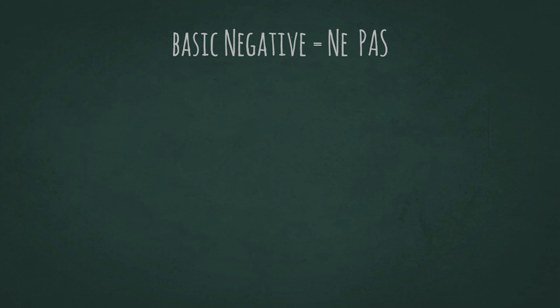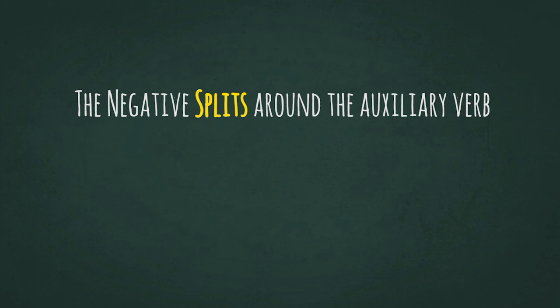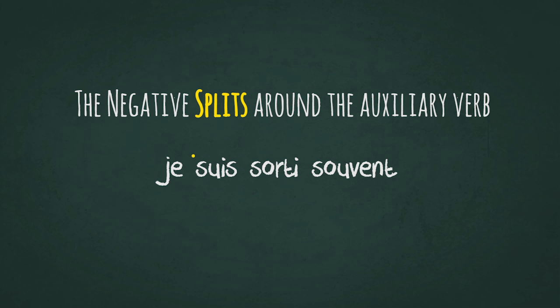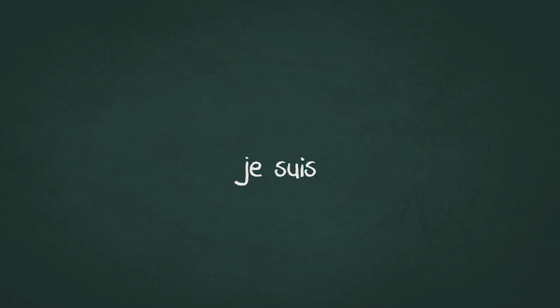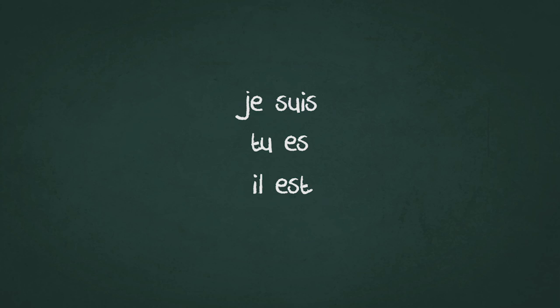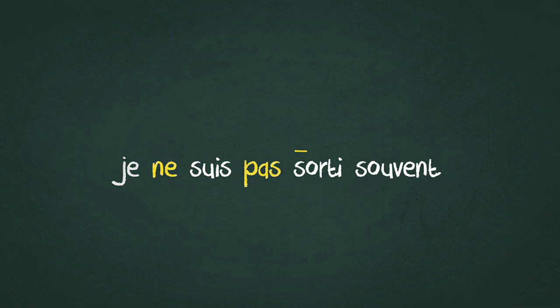If we are dealing with a compound tense, so we are now dealing with a tense made up of two words, passé composé, for instance, the negative is going to split around the auxiliary verb, the verb that is active. So you are going to say, je ne suis pas sorti. So you see that this is the part of the verb that is active. Je suis, tu es, il est. My negative is splitting around this verb. And here is my past participle. Je ne suis pas sorti.